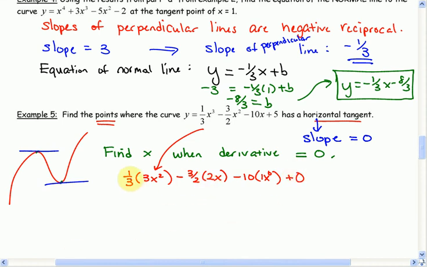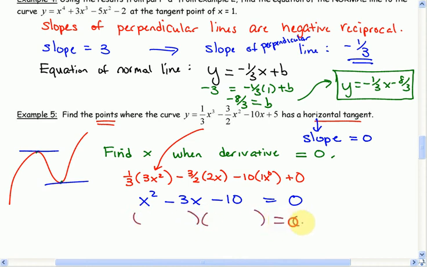We'll simplify. 1/3 times 3 is just 1, so that's x squared. 3 over 2 times 2 is just 3, so 3x minus 10. And since this is the derivative, it's supposed to equal 0. Wow. Doesn't that look familiar? Oh my god. Wow. Yes, my favorite F word.